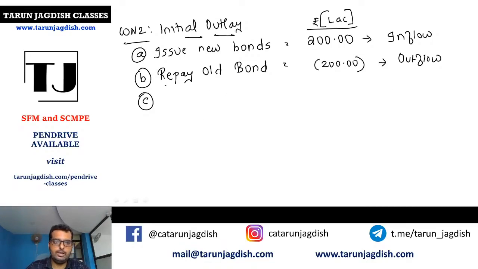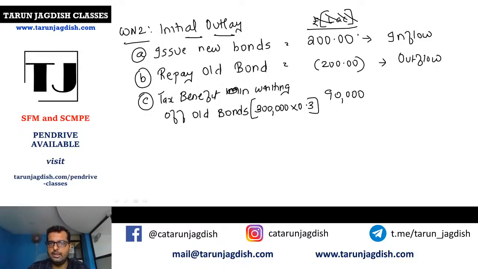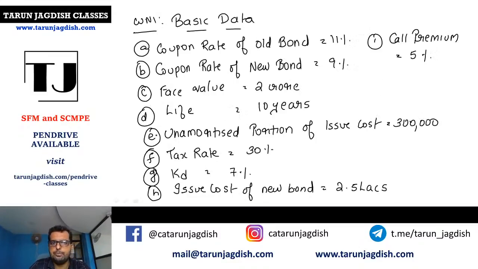So I'll write down point number C. Tax benefit in writing off old bonds. Formula will be 3 lakh into 30%. That will be 90,000. Friends, I don't think I can give a heading in lakhs. I will give lakhs here separately. This is what, inflow or outflow? This is going to be inflow. Once I write down this, after this I'll go to the next part. Unamortized portion of the issue cost is told, tax rate is told, issue cost of the new bond. Okay.